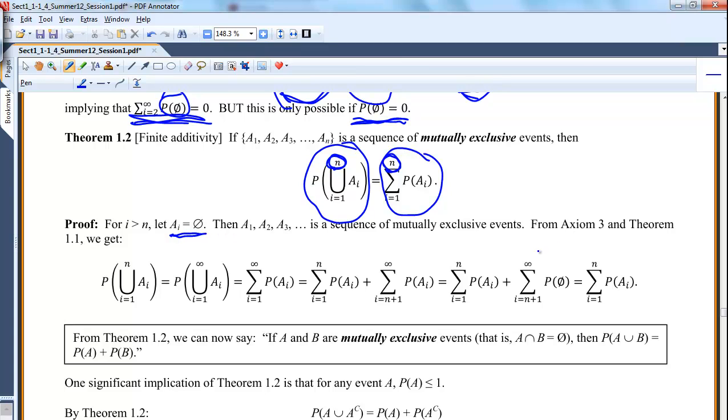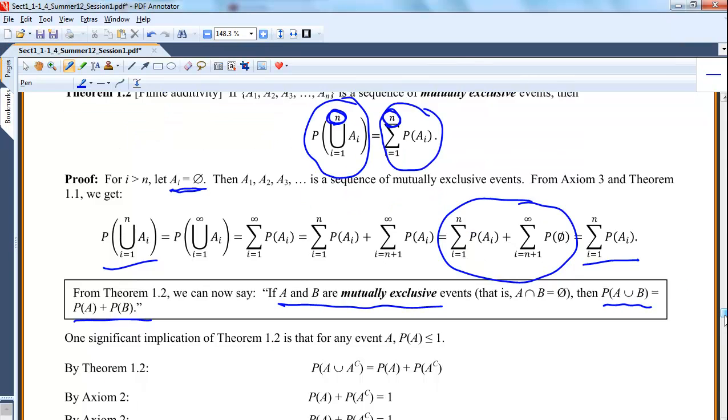And you can kind of see here I'm doing that same trick. I'm going to break it up into the sum of the events that aren't empty set and then everything that is empty set. And so you can kind of see where I'm going with that. So this is just nice. It lets us do it on a finite scale. If A and B are mutually exclusive, then probability of A or B is just the sum of A and B.